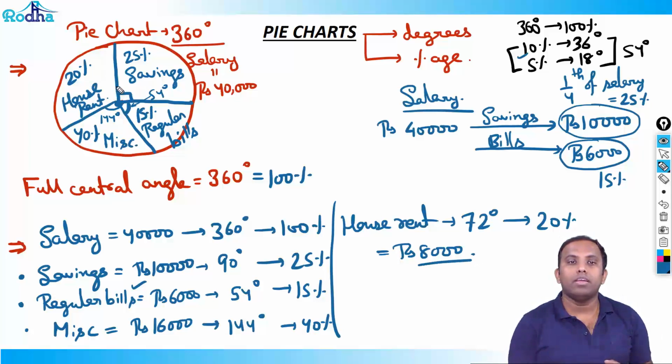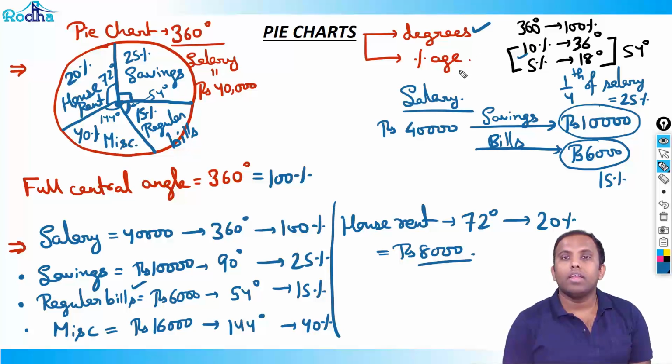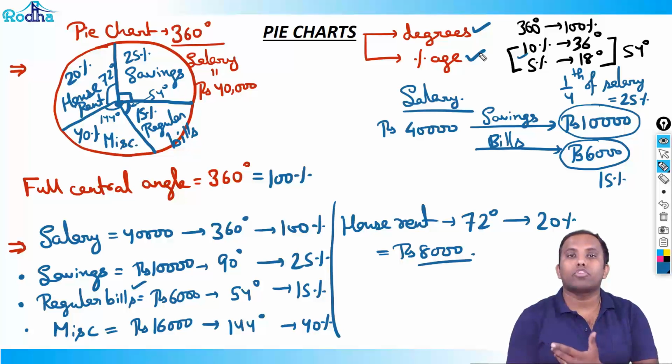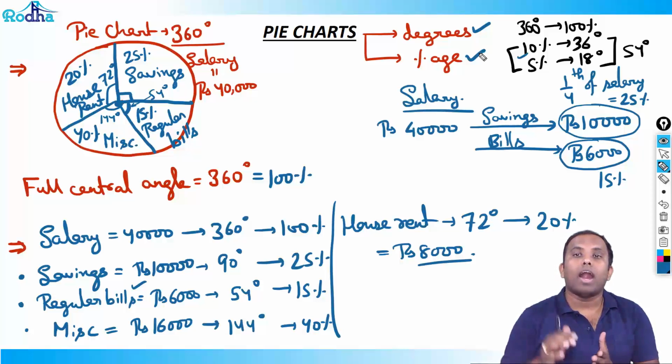What is the central angle? This angle is 72 degrees. So that's why I told you, in a pie chart sometimes it is in degrees, sometimes it is in percentage. It just depends on what kind of question they're asking. We don't need to always convert degrees to percentage or percentage to degrees. We just need to see what is asked in the question.